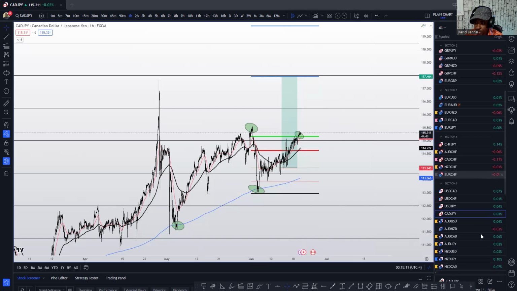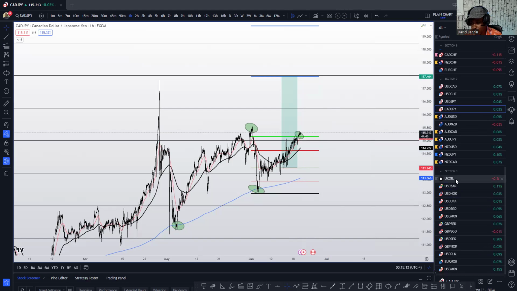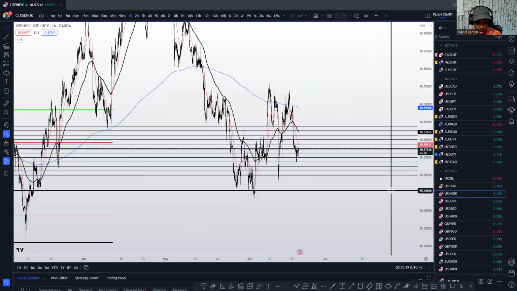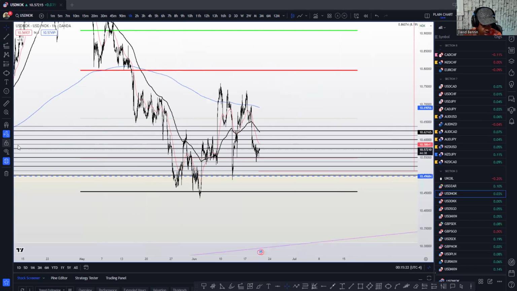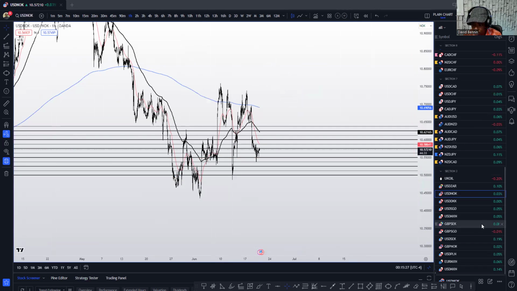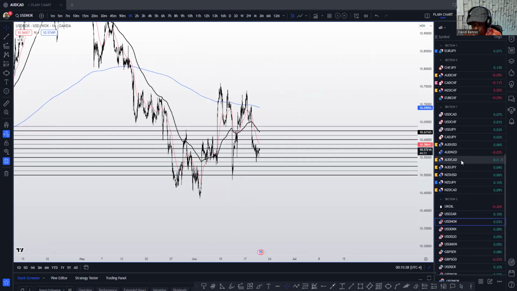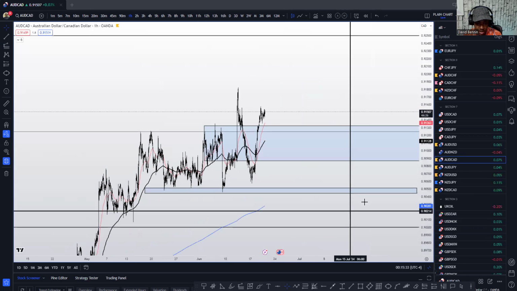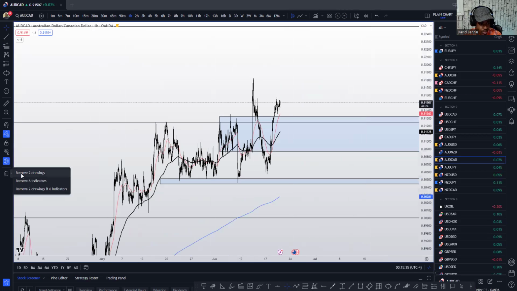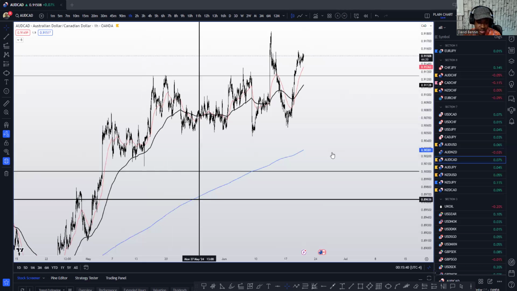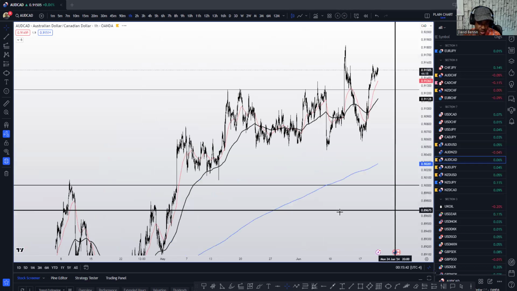So let's go to a different chart. Let's see if we can find a good example. Let's do something like an exotic, USD NOK. Let me take the psychological levels off, or let me just use another currency. Okay, so this is AUD CAD. With AUD CAD, price is still trading above the blue EMA, which means I'm bullish.